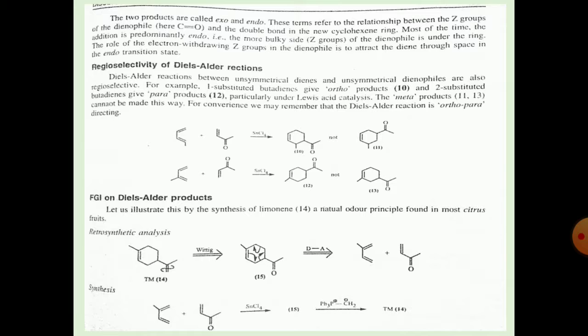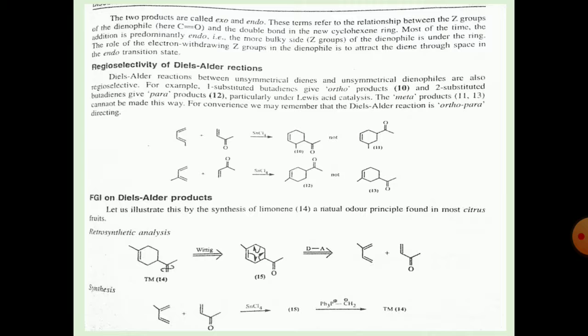So the FGI on a Diels-Alder reaction means functional group interconversion in a Diels-Alder reaction. Let us illustrate this by the synthesis of a lemon and the natural odor principle found in most citrus fruits. In the retrosynthetic analysis, the target molecule is present. Firstly the alkene is converted into the ketone. So there is a Wittig reaction, and then a Diels-Alder reaction happens, meaning a cyclic retrosynthetic analysis, the retro-Diels-Alder reaction, giving the formation of a diene and dienophile.